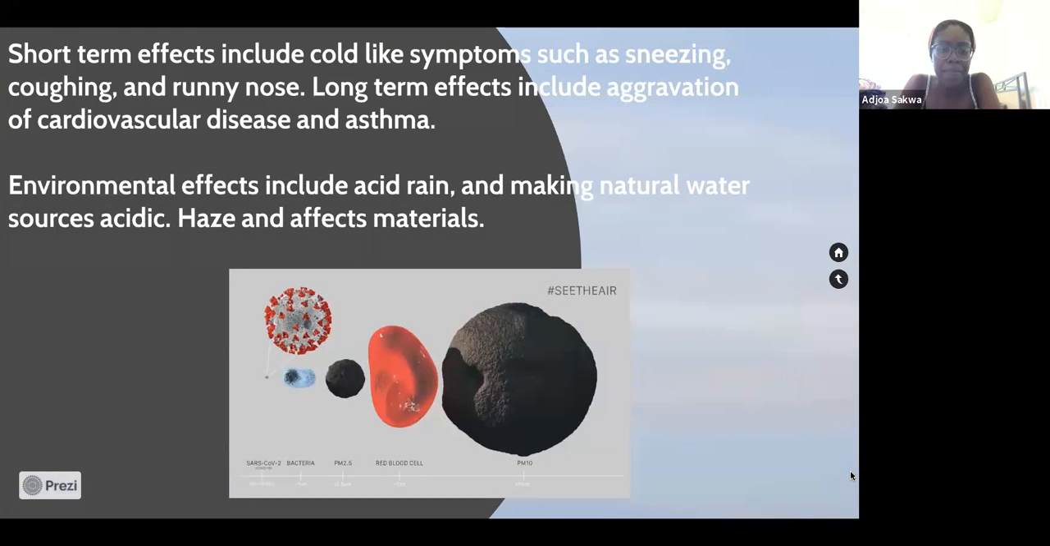So they have particulate matter depending on their chemical composition and their sizes. The smaller they are, the more dangerous they can be, because they can travel into the lungs, bloodstream, etc. And exposure to them can cause short-term effects like cold-like symptoms such as sneezing, coughing, and runny nose, and then long-term effects like cardiovascular disease and asthma. And the environmental effects could include haze or acid rain, as well as erosion of certain materials and rocks and stuff. Next slide.